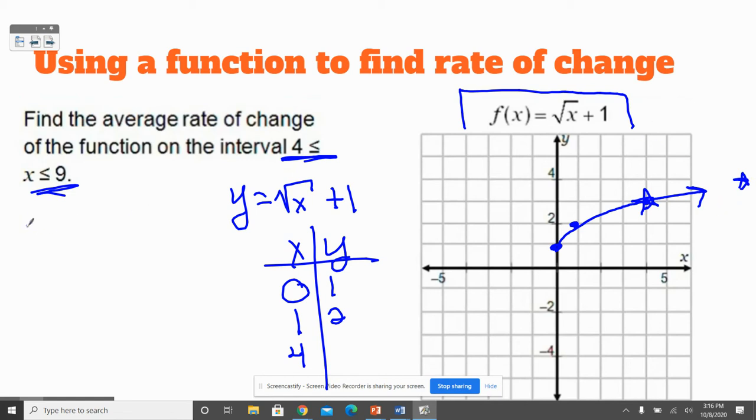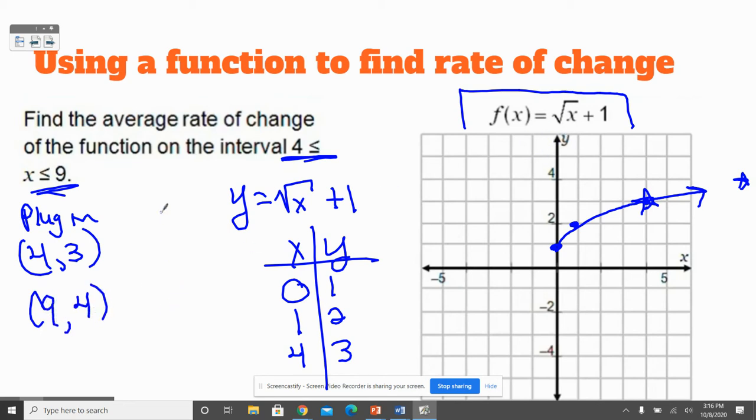So what we can do is we need to get two ordered pairs. So you will plug in 4 into your equation, which we already did. We got 3. So (4, 3) is a point on the graph. If you plug in 9, the square root of 9 is 3. 3 plus 1 is 4, is another point on the graph.